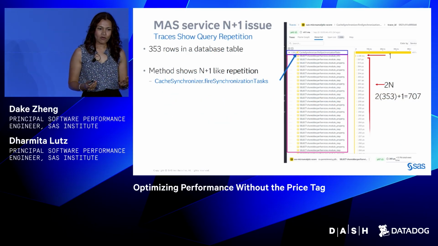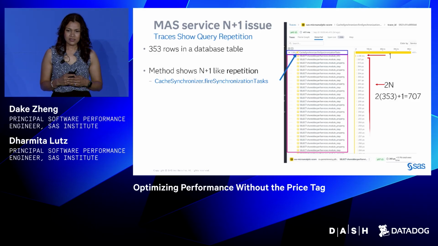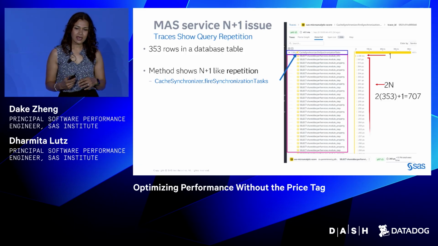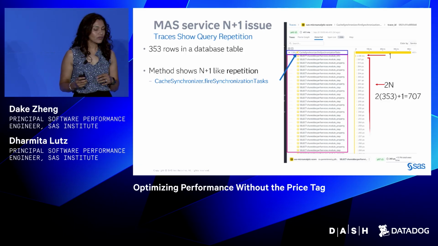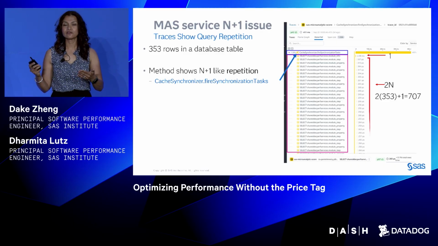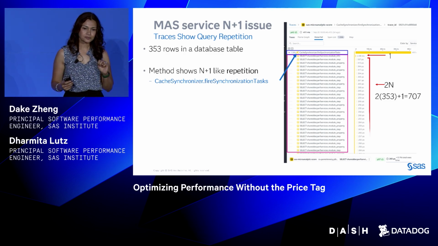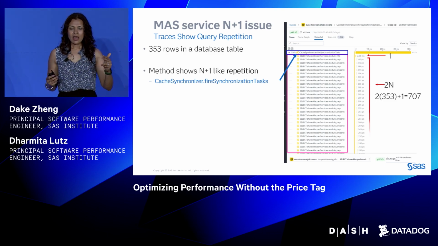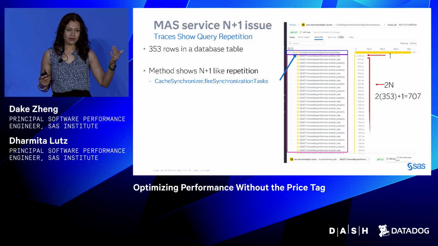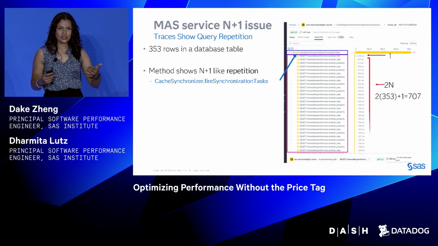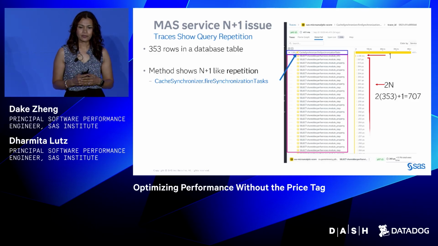So our specific example for N+1 is with this Moz service. This is a screenshot of the trace for the fire synchronization tasks method, which is a method within the Moz service. And the one part there shows that initial call to fetch a list of modules. And then there are 2N more queries, because there are 2 properties per module. So we now have 2 times 353, because there are 353 rows in the database, queries made in order to fetch all the properties for these modules.